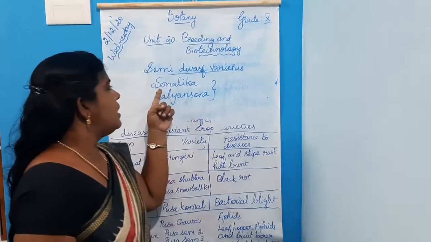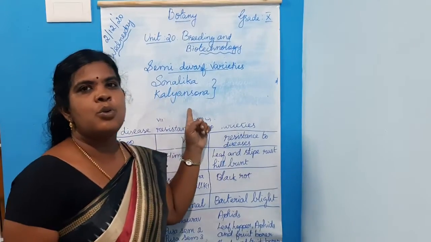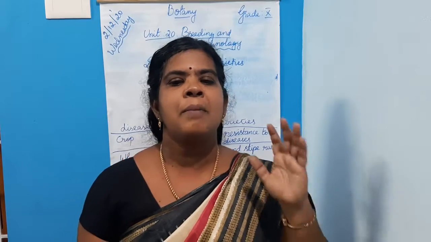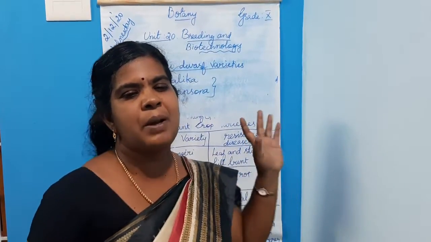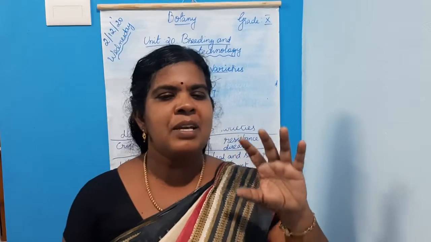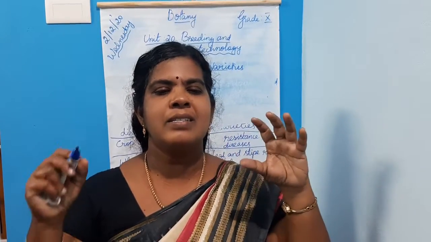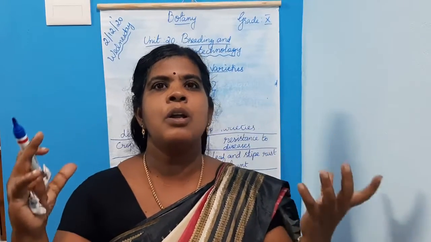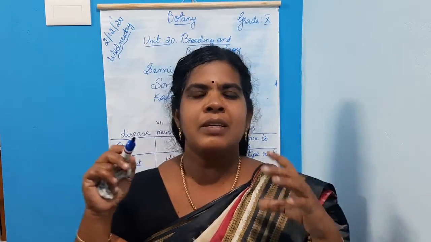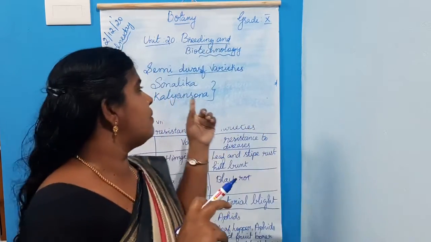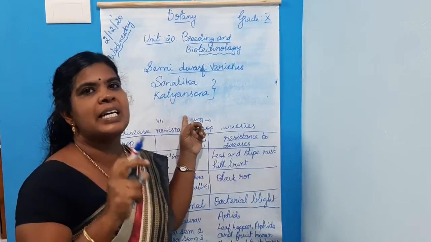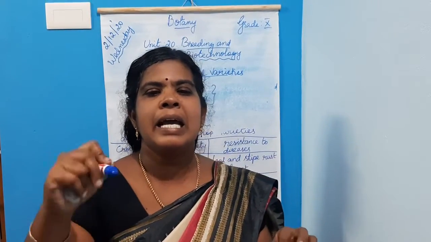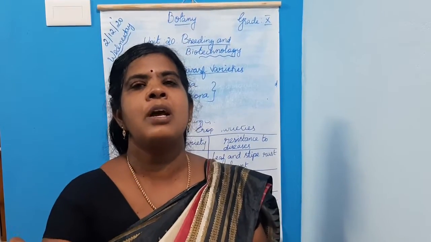These two, Sonalika and Kalyan Sona, are the important wheat varieties. These are introduced from Mexico. Because of these semi-dwarf varieties, India achieved more productivity. These two varieties have certain improved characteristic features, and these features helped India to achieve more productivity.